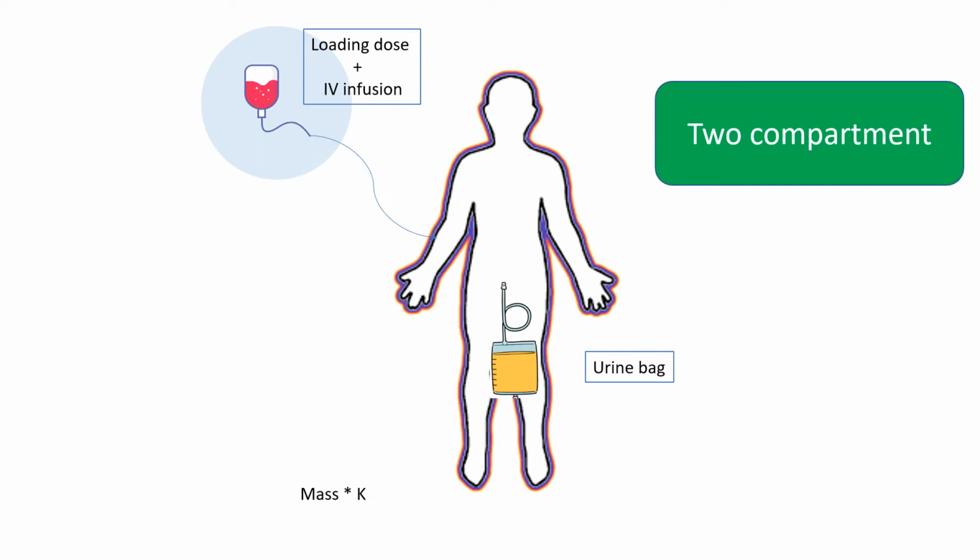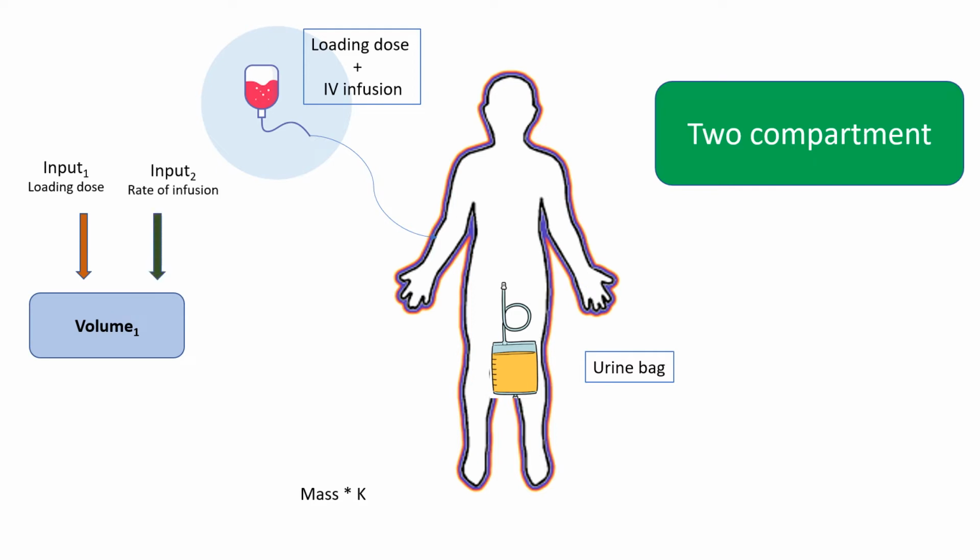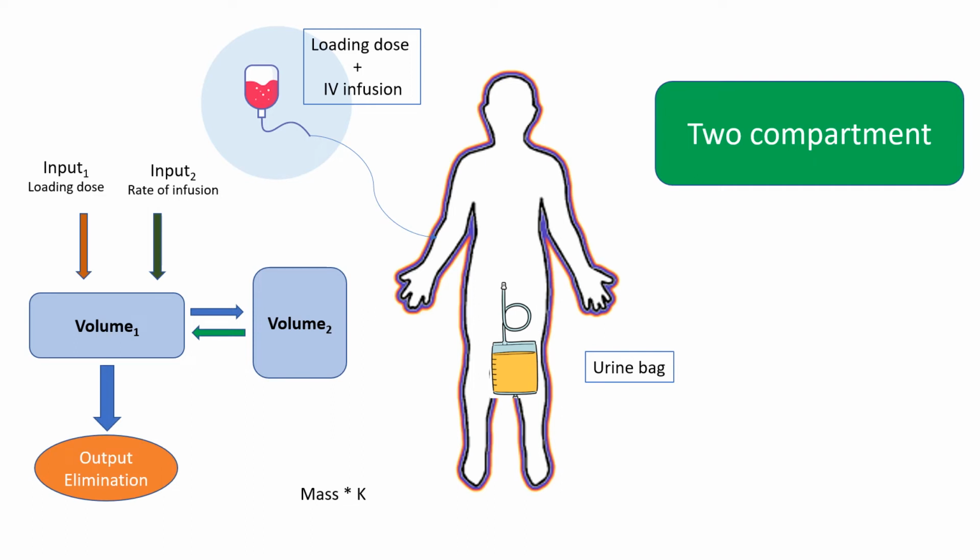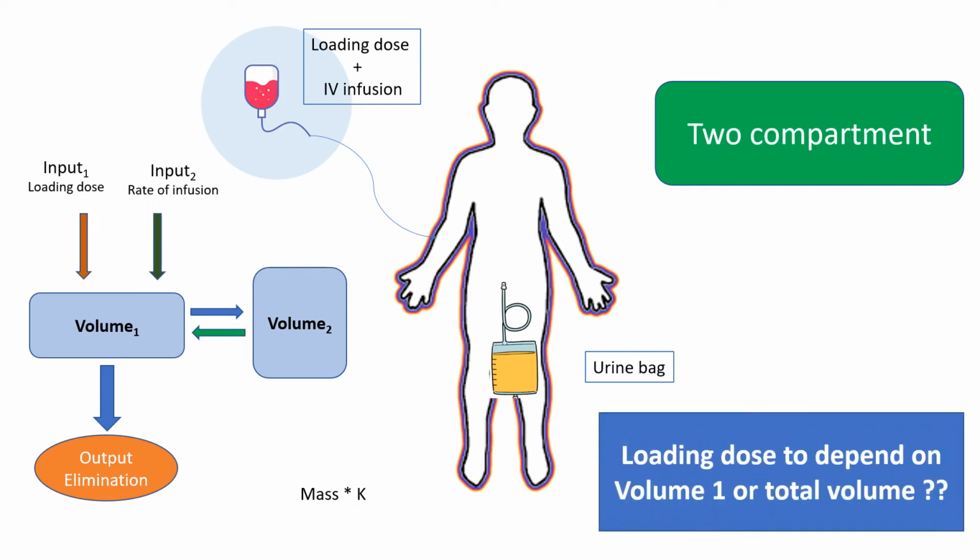Next, let us discuss the effect of loading dose plus IV infusion in a two-compartment model. We have two inputs, one through the loading dose and another through the rate of infusion, and ultimately both move into volume 1, that is the first compartment. After that it may move to volume 2, the second compartment, back to volume 1 again, and again it may be excreted from the body. However, to calculate the loading dose in this regard, we may have a question in our mind: what exactly should the target volume of distribution be, whether it depends on volume 1 or it should depend on the total volume.